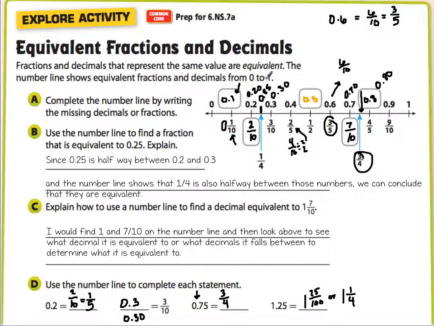Okay, because since I know that 25 hundredths is between 2 hundredths and 3 hundredths, I know that if I extended my number line out, it would be the same thing here, except it would be 1 and 20 hundredths and 1 and 30 hundredths, and that 1 and 25 hundredths would be halfway between. And I know that halfway between is that 1/4, so even with the 1, halfway between that 1 and 20 hundredths and 1 and 30 hundredths would be 1 and 1/4.